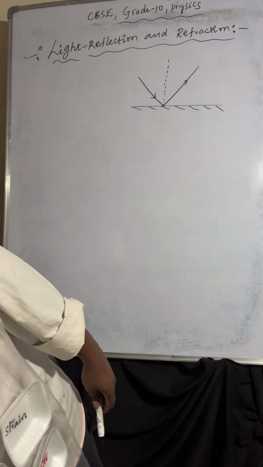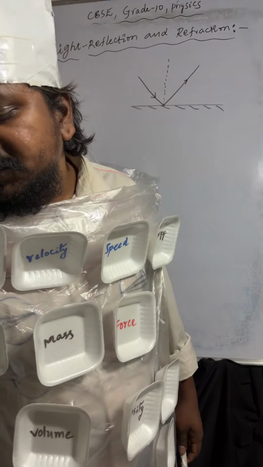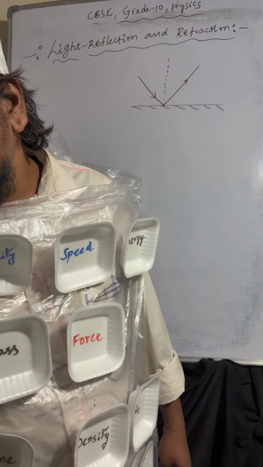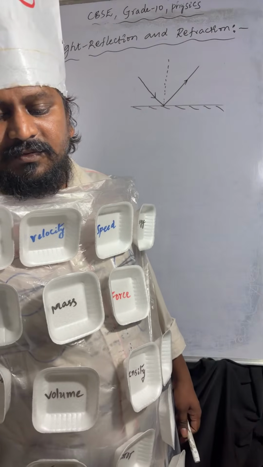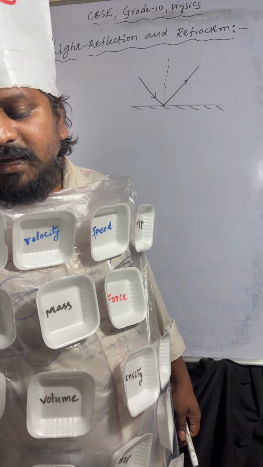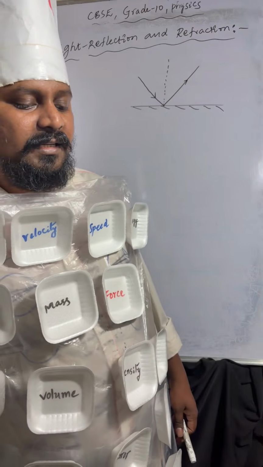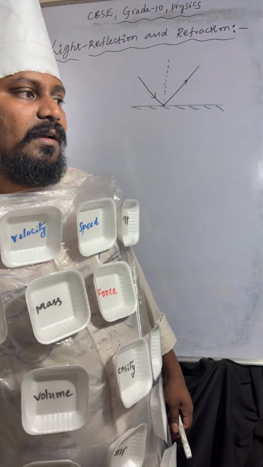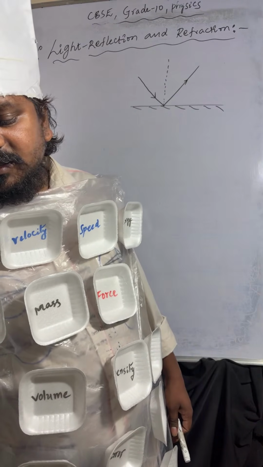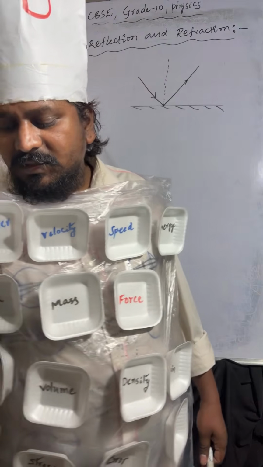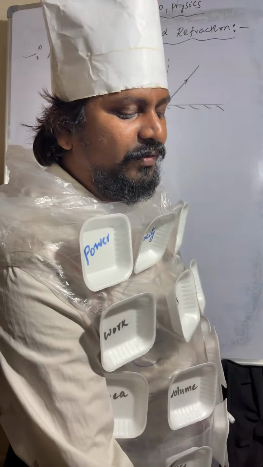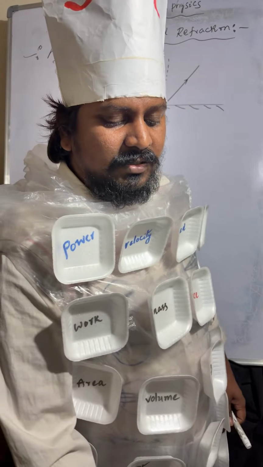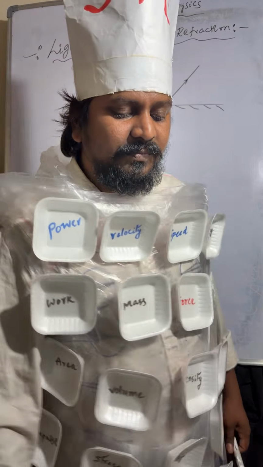Understood? So the bouncing back of the light from the reflecting surface is called reflection of light. Is it clear? Yes or no?